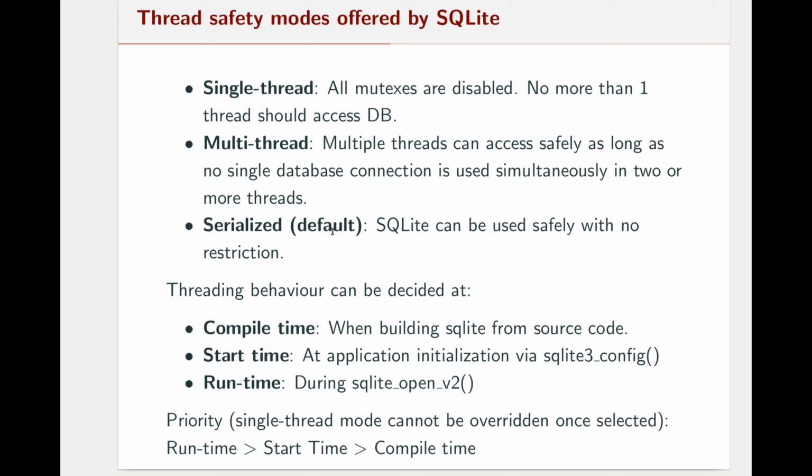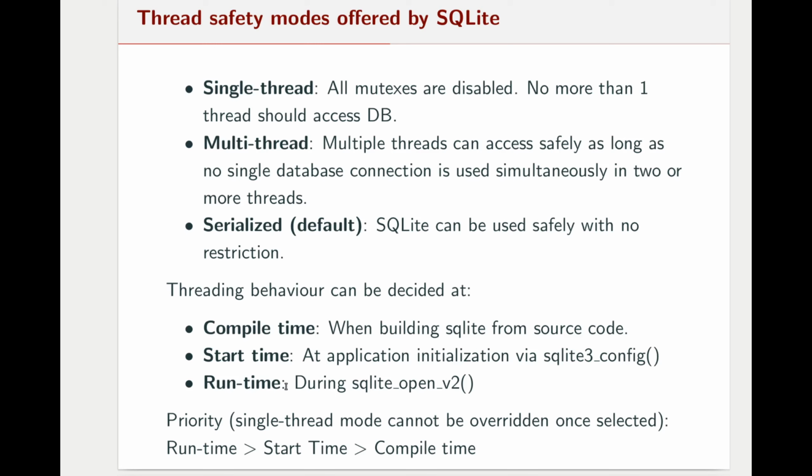The threading behavior can be decided either at compile time, start time, or at runtime. For deciding the behavior at compile time, you'd have to customize the configuration and then compile the source. Start time is a C API that corresponds to the start time configuration. If your library exposes something that corresponds to the config, that is when you initiate the connection to the file, then you can provide it.